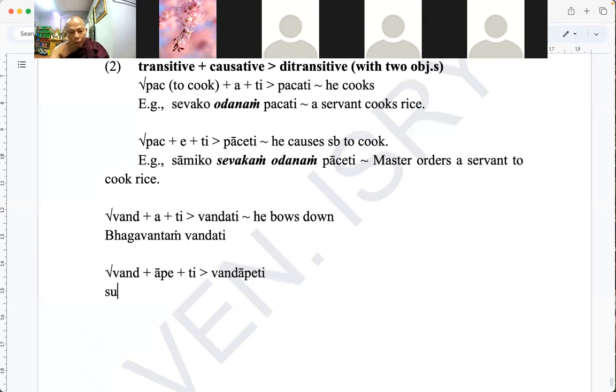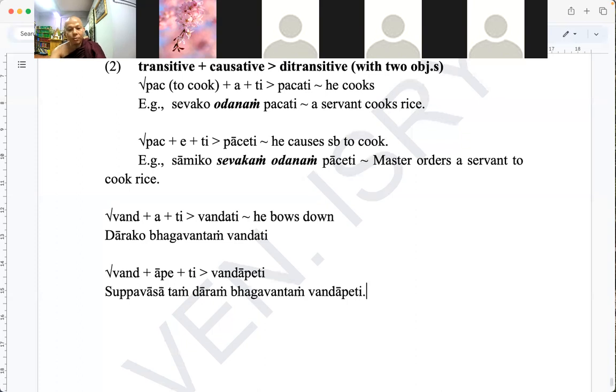So now the example is Sobavasa dārakaṃ. Here is one object. Maybe at the very beginning, the subject is: so dārako Bhagavantaṃ vandati. But now Sobavasa dārakaṃ Bhagavantaṃ vandāpeti. So Sobavasa let that child pay homage to the Buddha, or bow down to the Buddha.